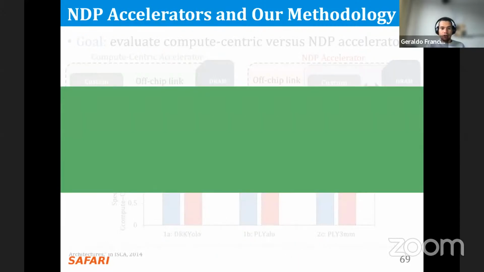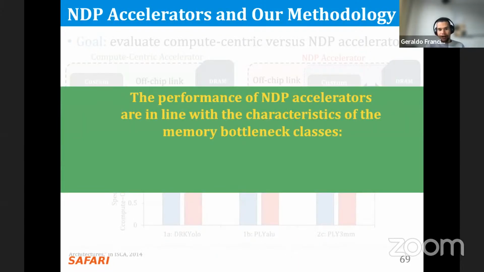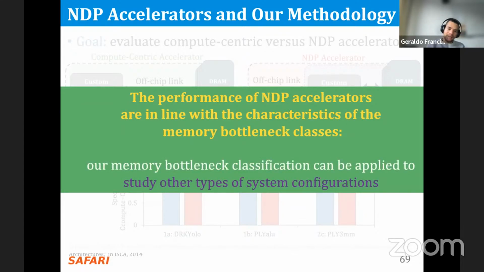So therefore, we conclude that the performance of the NDP accelerator is in line with the characteristics of the memory bottleneck classes, meaning that the applications that are classified as DRAM bandwidth-bound and DRAM latency-bound using general-purpose NDP systems are also DRAM bandwidth-bound and DRAM latency-bound using an accelerator-based system. Therefore, our memory bottleneck classification analysis can be applied to study other types of system configurations other than only general-purpose NDP or host systems.